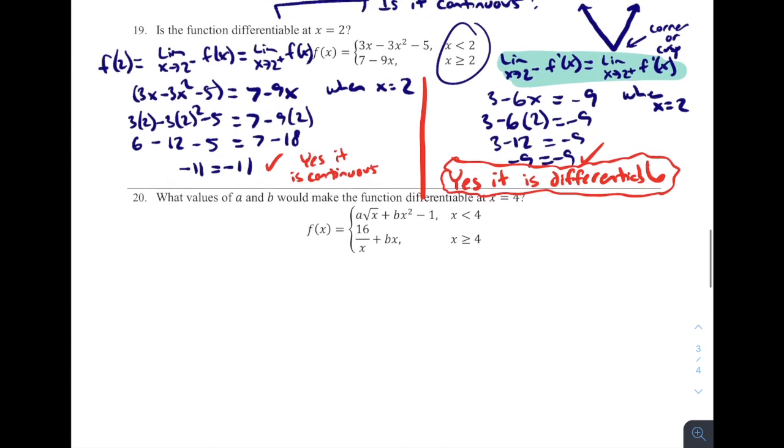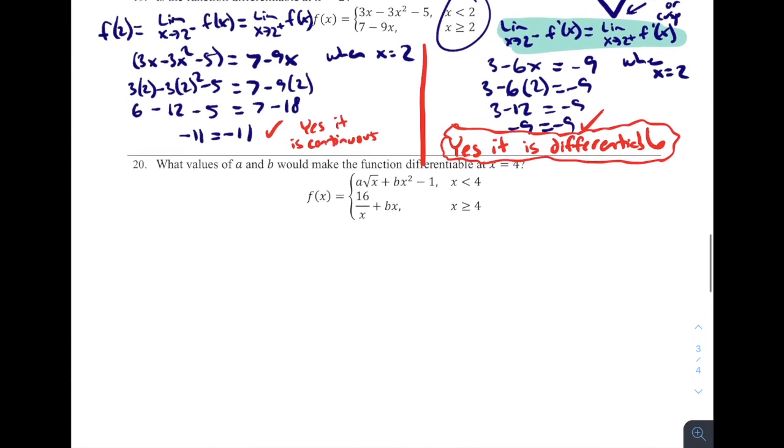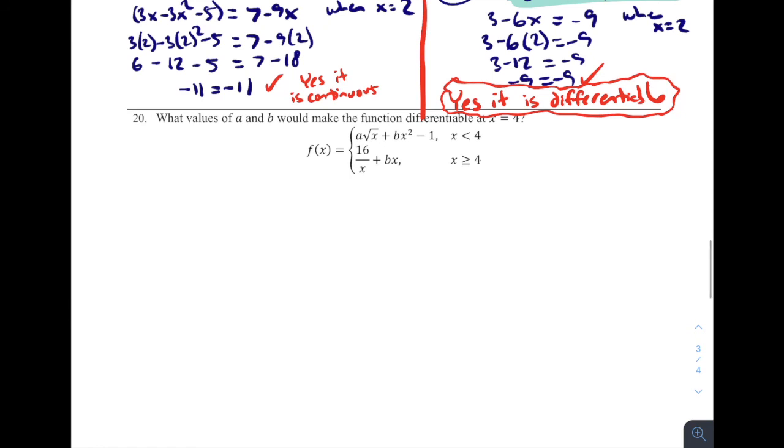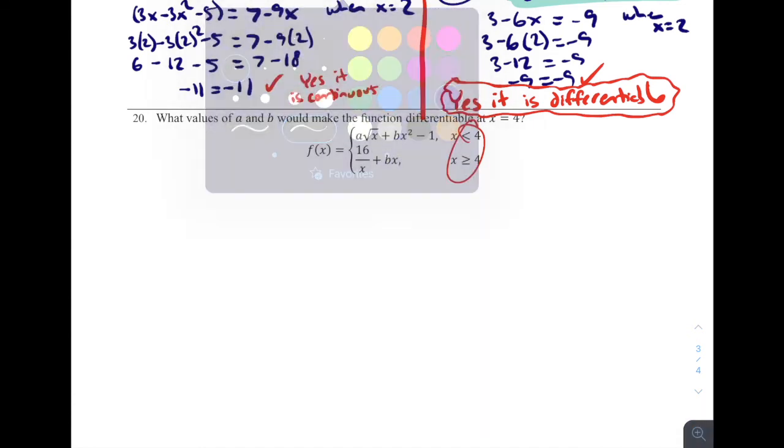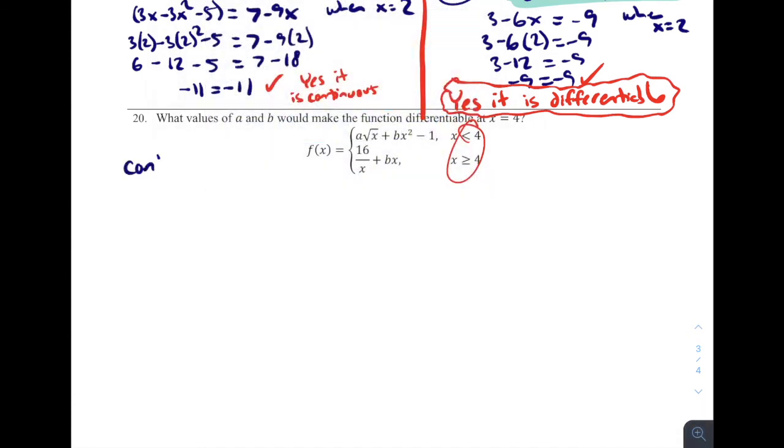Again, similar to this last one for number 19, if it's differentiable, it needs to be continuous, which means that at x equals 4, the two functions need to equal each other. So I'm going to set that up first, the continuity part. And generally in these types of problems, we end up with like two different equations that we're going to have to solve. Let's take a look at it.